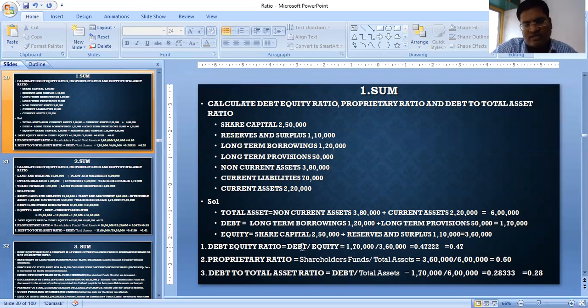Debt equity ratio, we will just put the values: debt by equity, 1,70,000 by 3,60,000, that is 0.47222222. But we have to give the answer in two decimal places. If said in the sum, then also, if not said, then also, in two decimal places. The 5 and more than 5 rule you remember of arithmetic, 0.47. Proprietary ratio, shareholders fund by total asset, that is this formula, 360 by 6 lakhs is 0.60. Total debt to total asset, debt by total asset, 170 by 6 lakhs, that is 0.2833, it is 0.28. This is the most simple sum.